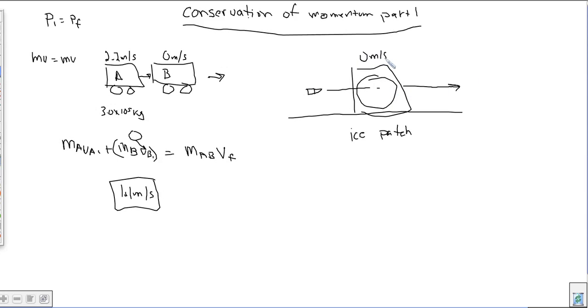Let's say that the velocity of the bullet was 475 meters per second, and let's say that when the bullet left the target, it was going 275 meters per second. So what's happened is some of that momentum will have been transferred to the target, and since this is a freshly oiled ice patch, there's no resistance, and that means that the target will then have a velocity. So how do we figure this one out? Well, same kind of thing. The momentum initial equals the momentum final.